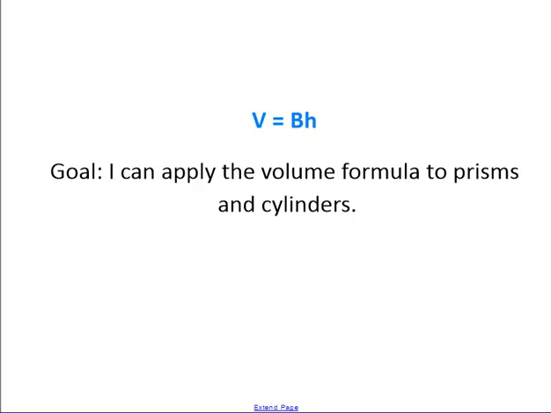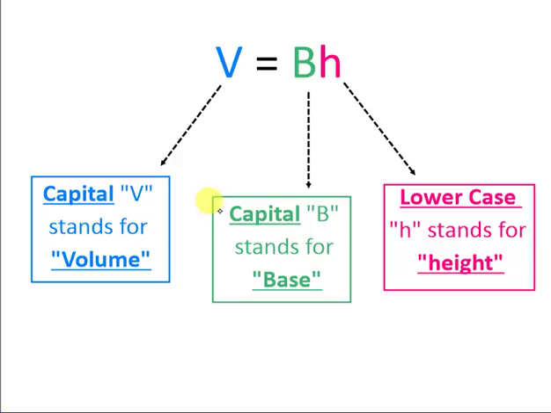So in this video, we are going to talk about a specific formula that we're going to be using for volume. And that formula is called V equals B times H. Now, you might notice that the V and the B are capitalized, but the H is not. And so we're going to talk about what that means for the volume of prisms and cylinders as we go forward. So let's take a look at the formula and break it down.